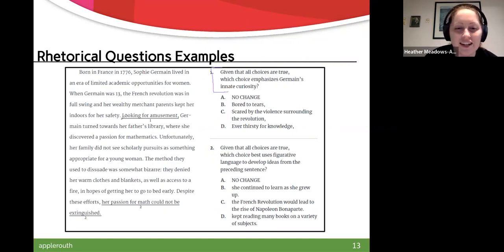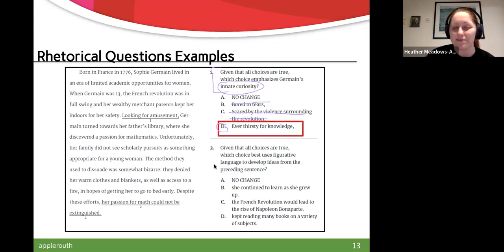So if we look here, looking for amusement, bored to tears. Well, curiosity, probably not bored. Scared, probably not scared. Okay, ever thirsty for knowledge. So looking for amusement, thirsty for knowledge. Now we're stuck between those two, because both are at least someone seeking knowledge. But curiosity is not quite looking for amusement. It is more like wanting to learn more about the world around you, isn't it? So we end up landing on ever thirsty for knowledge here. So again, no matter what sounds best to us, that's not the decision we're making. The decision we're making is what answers the question here. What is innate curiosity in this sense?